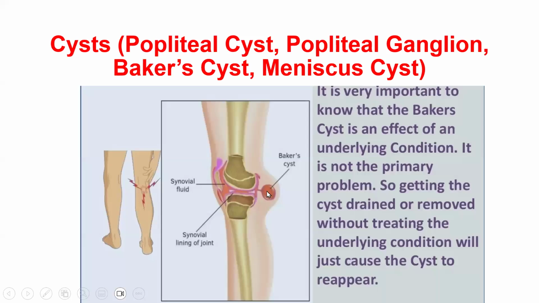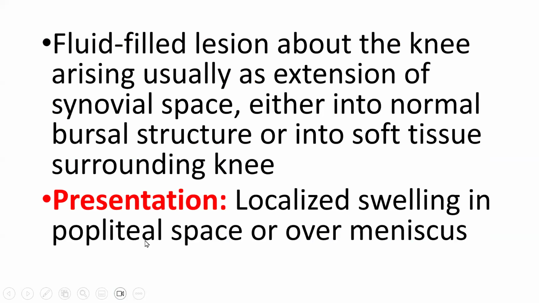Popliteal cyst. When you get a popliteal or Baker's cyst, you have to think of pathology within the knee joint. It's due to fluid collecting in the knee and herniating to the outside. If you remove a Baker's cyst and there's pathology within the knee, it will recur after a short while. This is quite common in meniscus injuries.